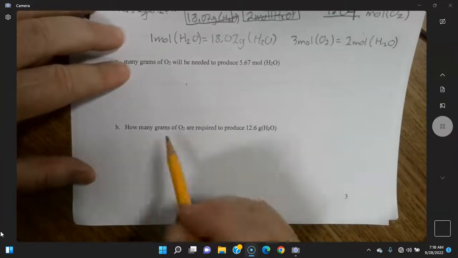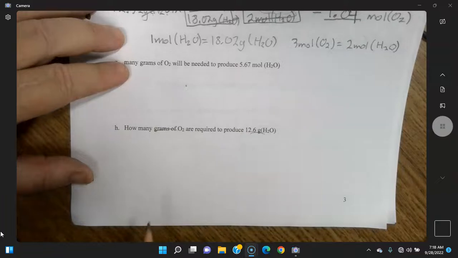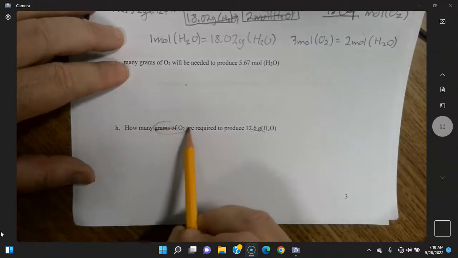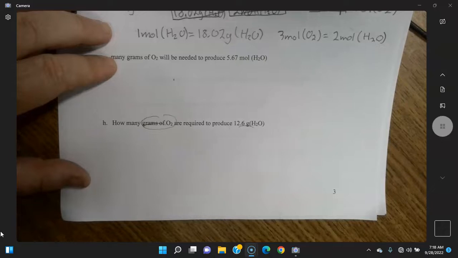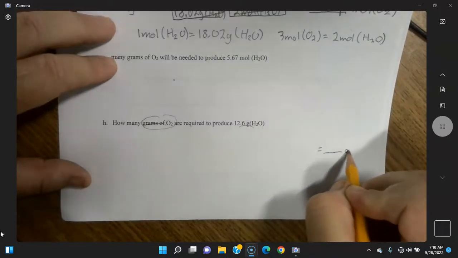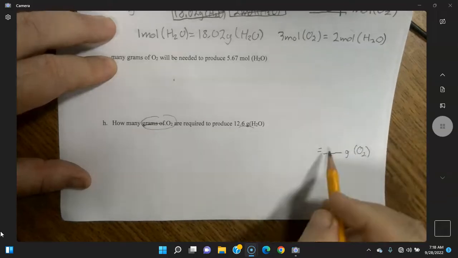Okay, now I'm going to move down and do H. Now this is a grams to grams. That's the most involved one. It's not any harder. It's just 3 steps. Okay, you're going to see that in a sec. So we're trying to find grams of O2. So way over here, and you're going to use the entire width of the page on this one. That's what we're trying to find.